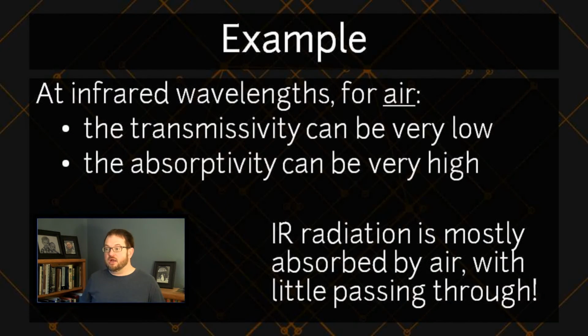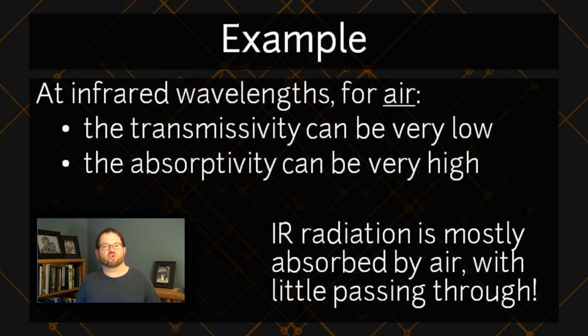On the other hand, the story is very different for different wavelengths of radiation. How about infrared radiation? Infrared radiation is at longer wavelengths. Let's just say 1 millimeter. Okay, that's a fairly long wavelength of radiation. Air has different monochromatic absorptivities, reflectivities, and transmissivities for radiation at that wavelength. The transmissivity can be very low.